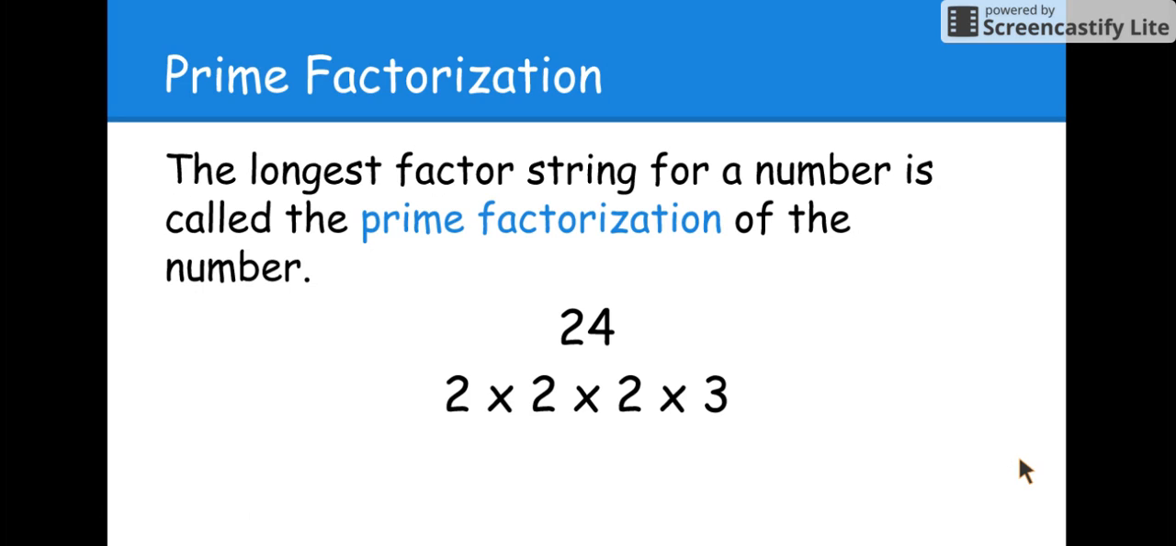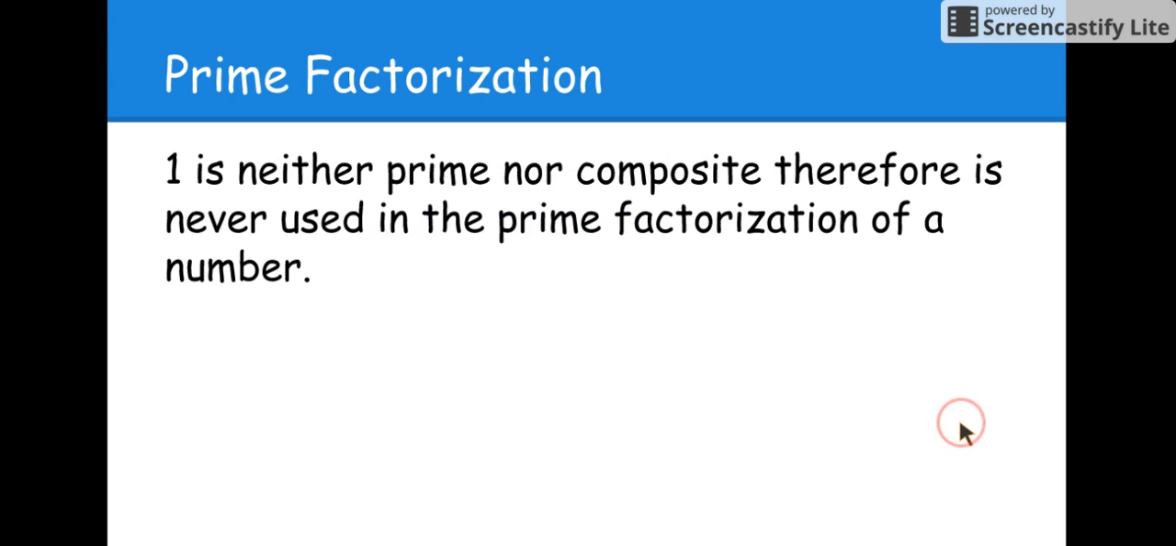So for the number 24, the longest factor string would be 2 times 2 times 2 times 3. Both 2 and 3 are prime, so we know this is the prime factorization of the number. 1 is neither prime nor composite, therefore it is never used in the prime factorization of a number.